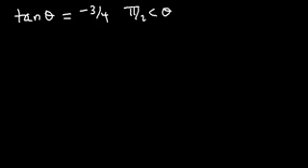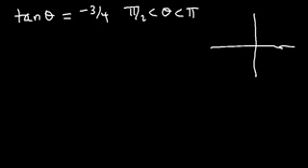Let's say tangent theta is negative 3 over 4. This is what I wanted. And theta is between pi over 2 and pi. But at least now you know how to solve for triangles that don't involve common numbers, like 3, 4, 5, and so forth.